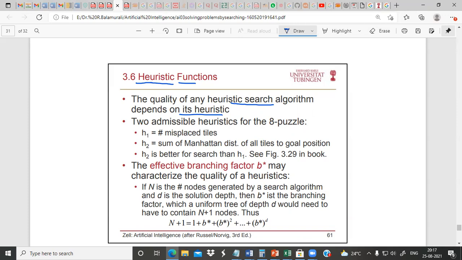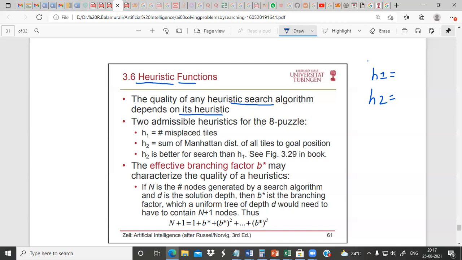But sometimes you may have two heuristic functions to solve a problem. Let us say h1 and h2. h1 is one heuristic function, h2 is another heuristic function. Let us assume that both h1 and h2 are admissible and consistent. Even then, one of the heuristics may be better than the other. So that's what we are going to discuss.